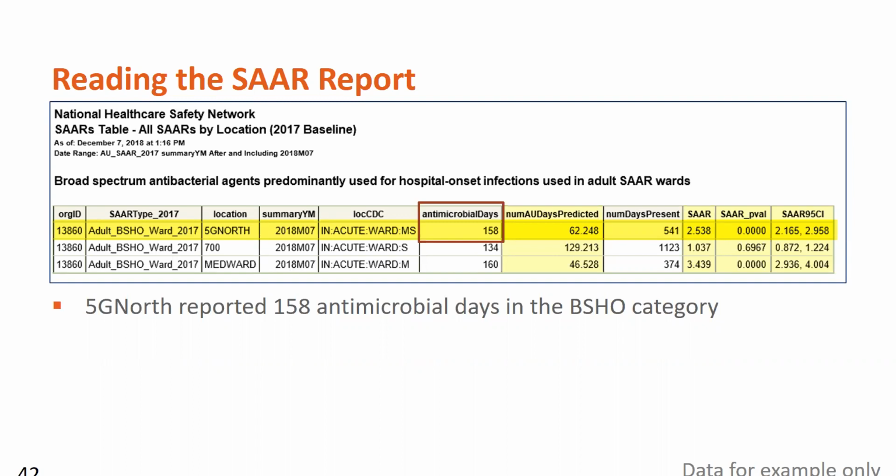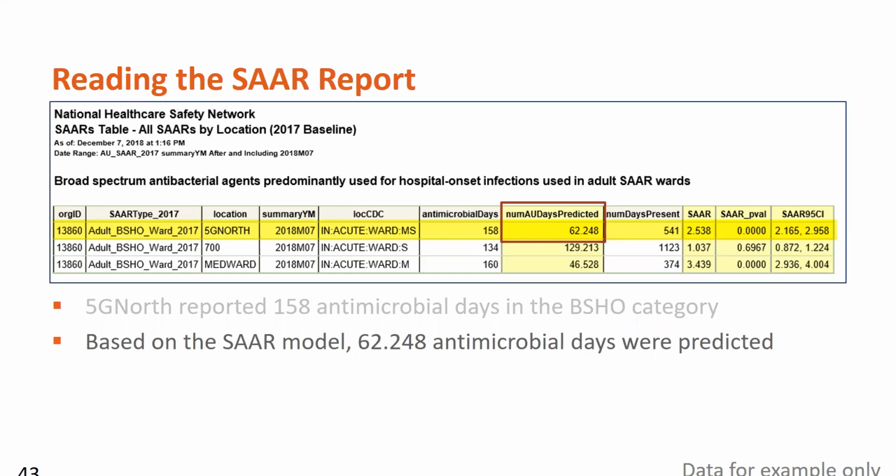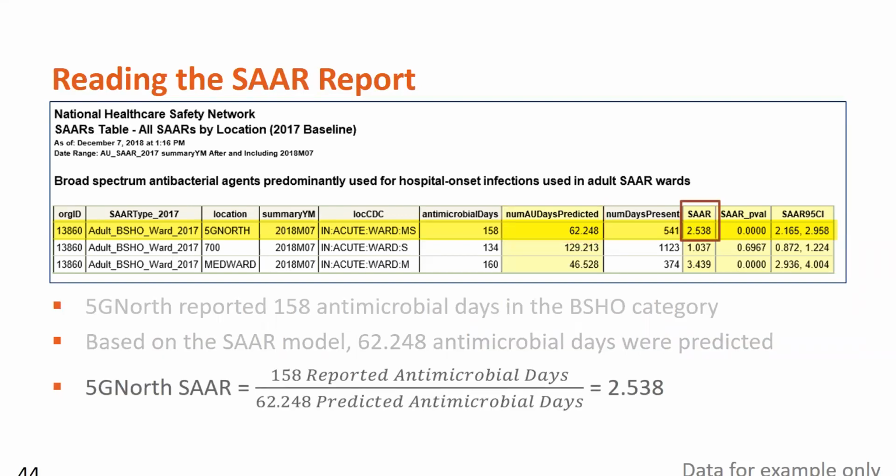Okay, so getting to the red box. This location, 5G North, reported 158 total antimicrobial days in this SAR category, the BSHO, or broad spectrum hospital onset category. Based on the SAR model, there were only 62.248 antimicrobial days that were predicted in this SAR category for this location. So that means that my SAR for this specific location is 158 reported antimicrobial days divided by 62.248 predicted antimicrobial days, which gets me a SAR of 2.538.